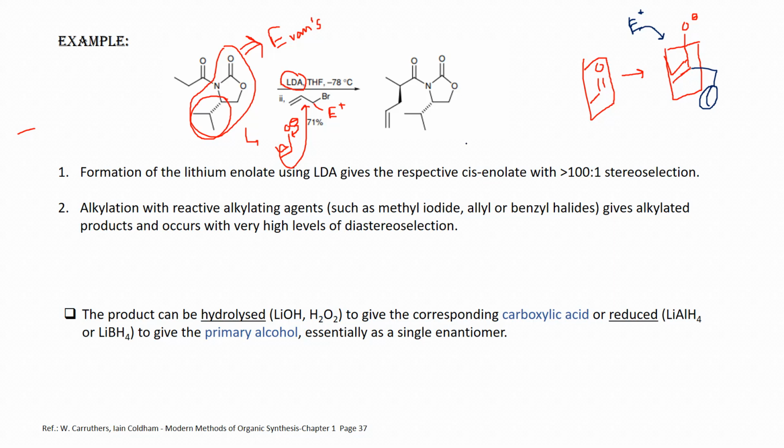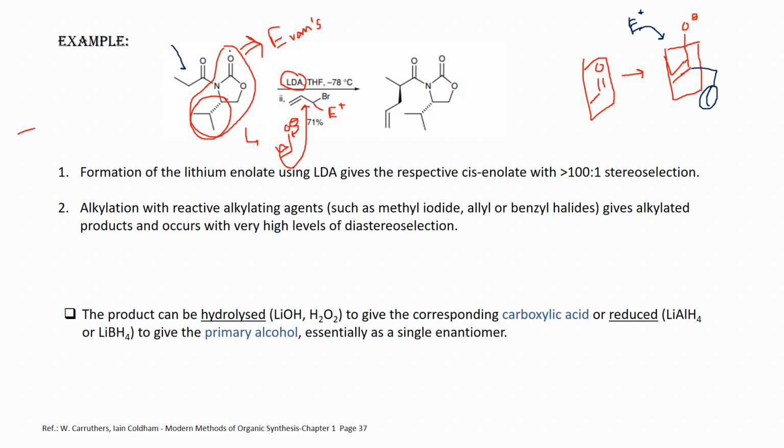So whenever this type of auxiliary group is present, based on the stereochemistry of the auxiliary group, we denote from where our electrophile will approach. So formation of this lithium enolate using LDA gives the respective cis enolate, and alkylation with reactive alkylating agents like methyl iodide or any kind of bromide gives the alkylated product with a very high level of diastereoselection, because the electrophile typically comes from above the plane, as the lower plane is occupied by this auxiliary group.